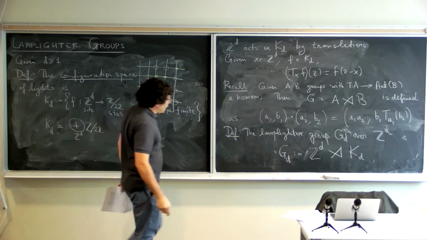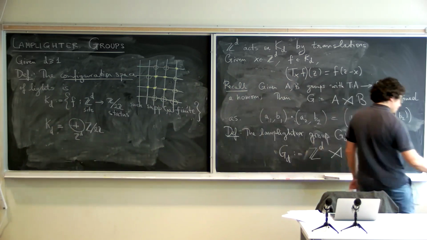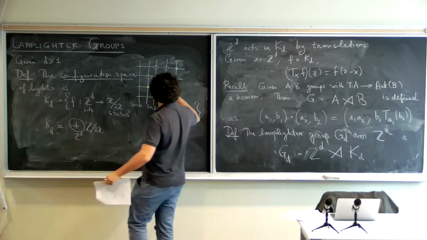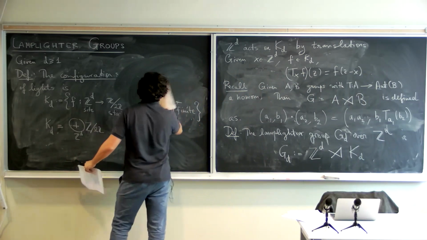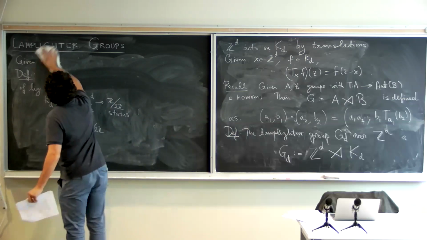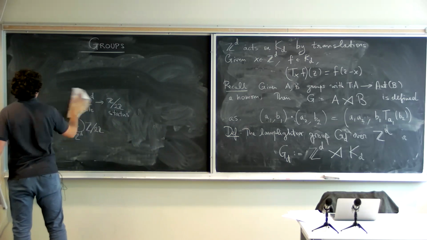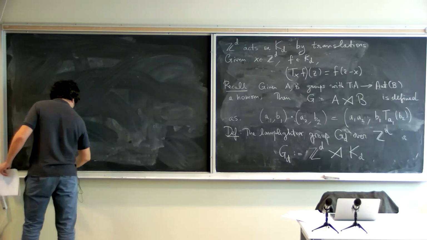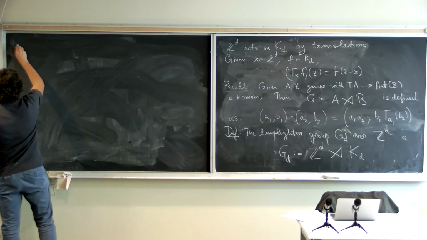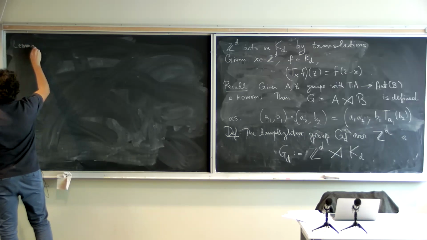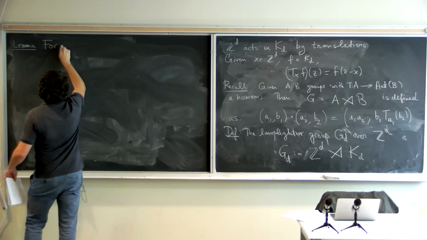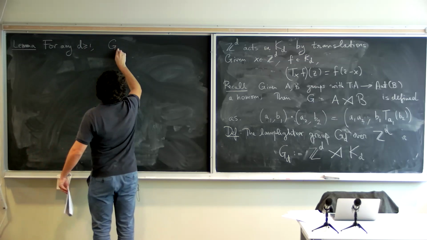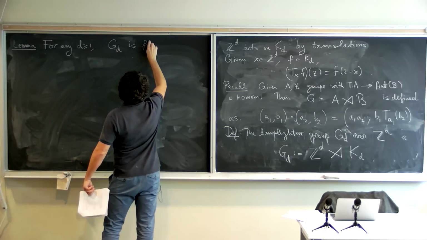So this group is finitely generated because at each step, as I said, we can do one of the two things. We can either move or switch lights. So the first lemma is that for any D, GD is finitely generated.